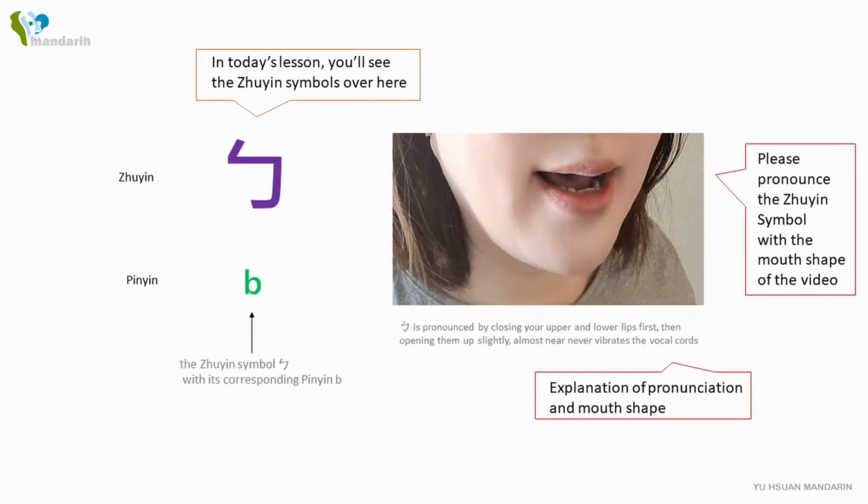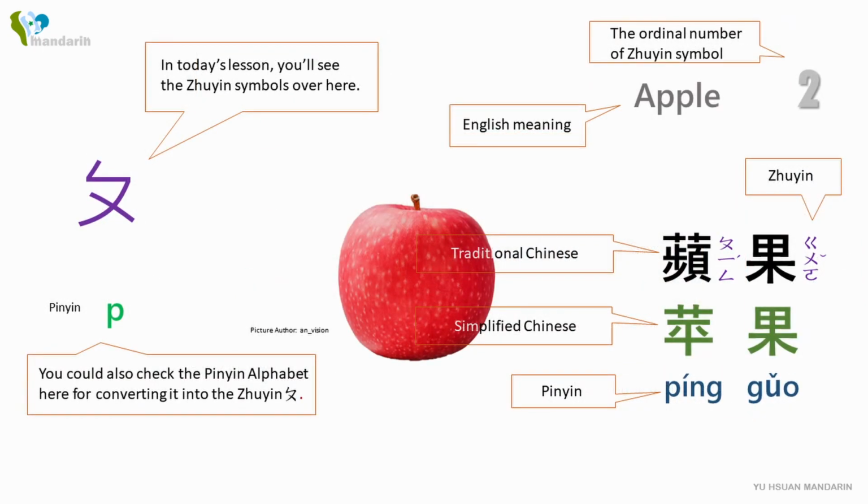On the side of each Zhuyin phonetic symbol is a short video, helping you to see the mouth shape of each Zhuyin phonetic symbol pronunciation clearly. Then we will provide a flashcard for each Zhuyin phonetic symbol.